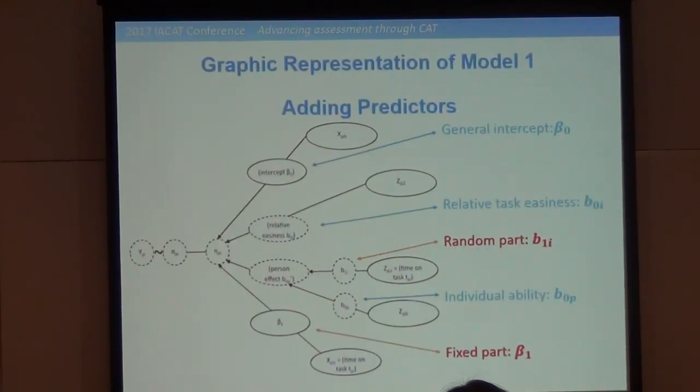This is a graphic demonstration of model 1. You see the general intercept beta 0, and this is the relative task easiness, b0i. And this is the random part. We have another fixed part and individual ability. So in model 1, we consider how the time on task effect works across domains.